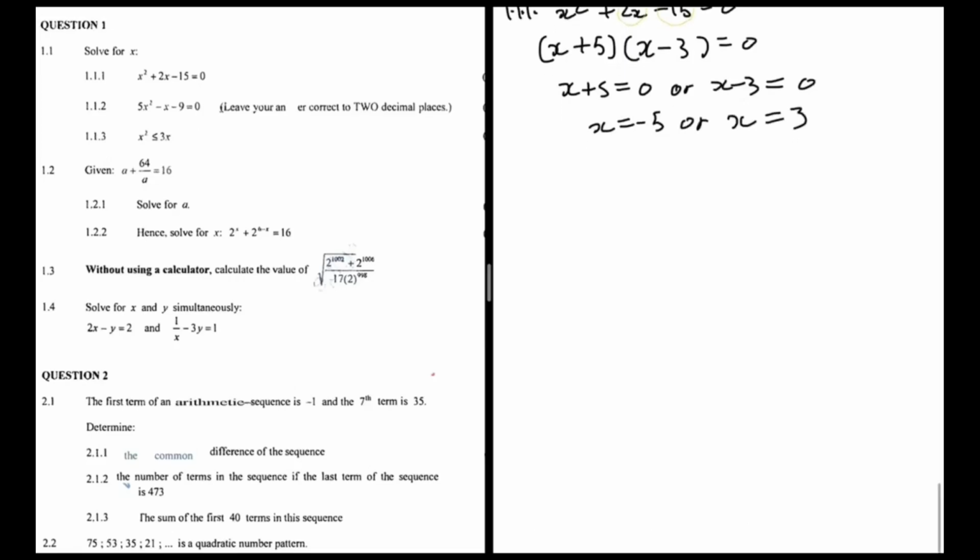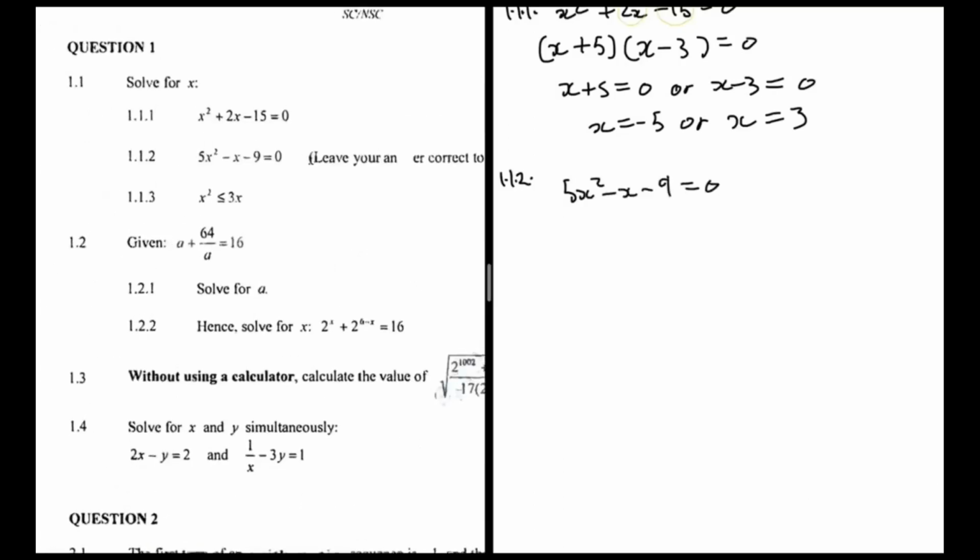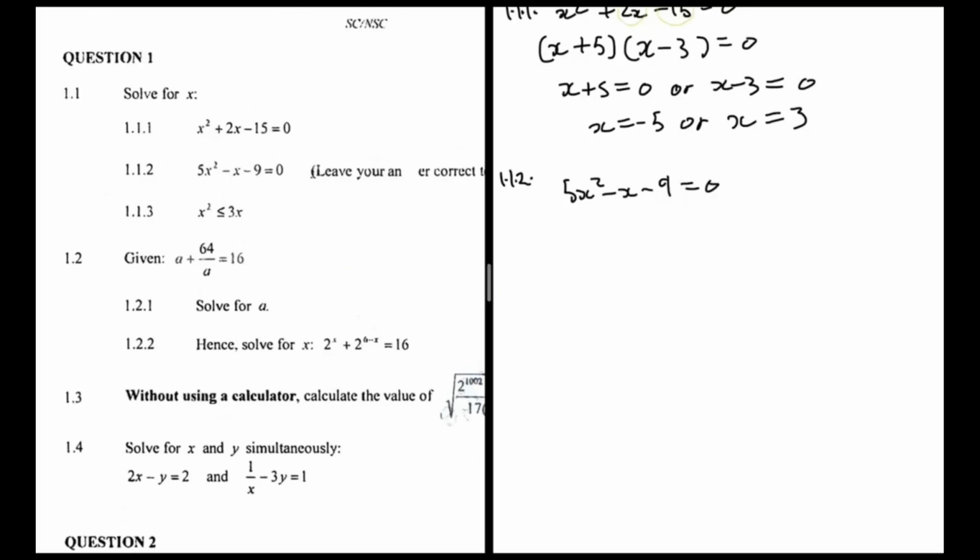And then now we can move ahead and do 1.1.2, which says 5x squared minus x minus 9 equals 0. Leave your answer correct to 2 decimal places. As soon as I see an equation where the coefficient of x squared is not 1, I know I'm going to use the quadratic formula. Whether the question asks me to leave it in 2 decimal places or not, I'm just going to use the quadratic formula because I don't want to give myself problems.